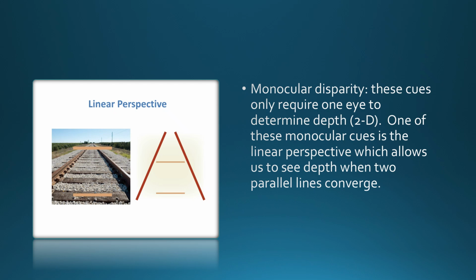Monocular cues only require one eye to determine depth, but they can't determine 3D. They can only determine 2D. One of these monocular cues is linear perspective, which allows us to see depth when two parallel lines converge, as you can see from the diagram. In the train tracks and the little diagram to the right of it, we're able to see with only one eye that these two lines converge.